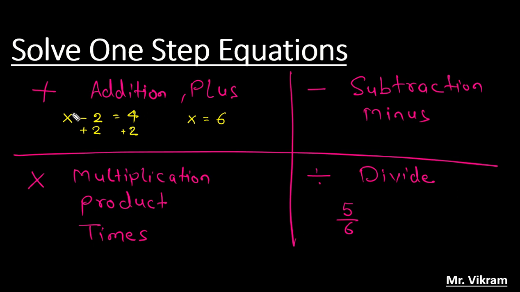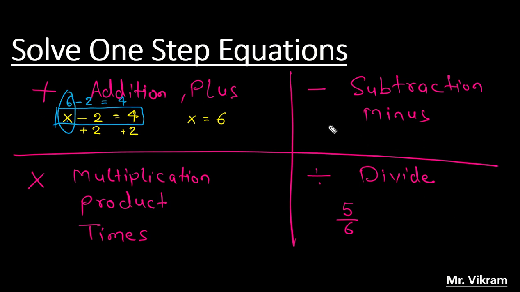Also, you can check how you will get 4 from this equation. If you do 6 minus 2, then it is equal to 4. So your x is equal to 6. Your answer is x equals 6.